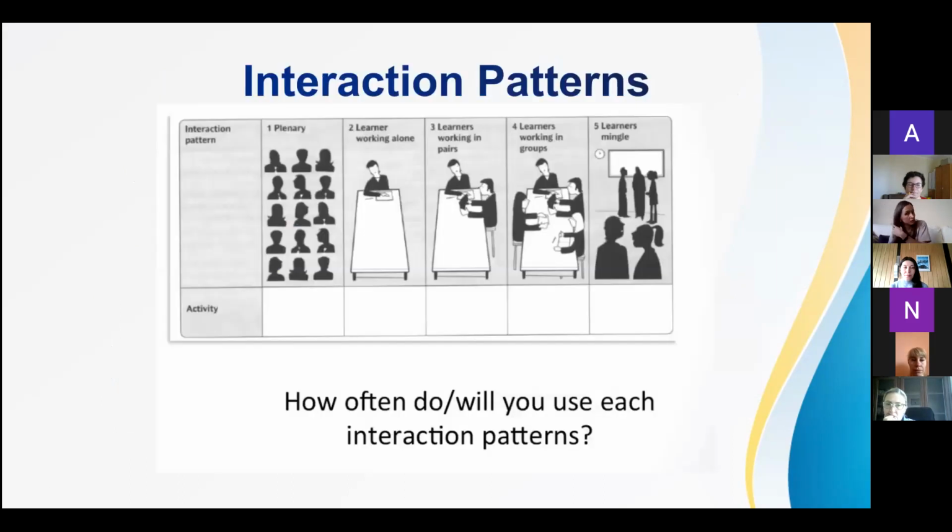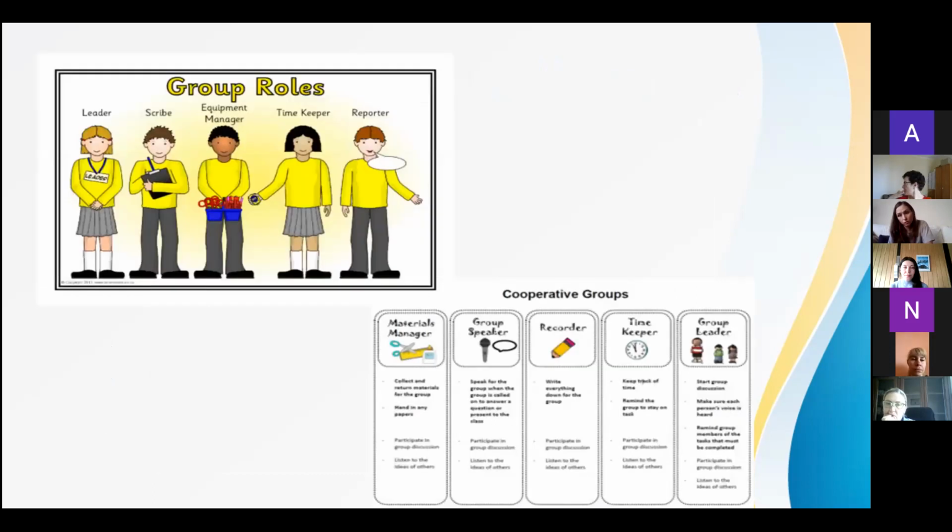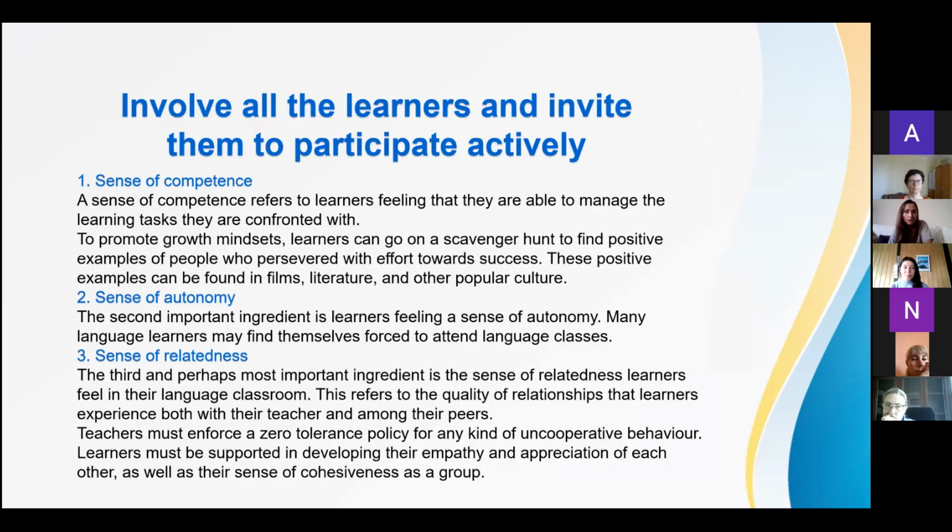So the next one is interaction. It's belonging to the group. Yes, this is important. So we need to use different interaction patterns. And of course, group work, so that students feel that they can contribute in a way. And they have a sense of competence, sense of autonomy, and the sense of relatedness. So they feel, oh, okay, I know how to do it, and I can contribute, and they feel autonomy, they believe that they can choose what they want to do, and relatedness, they belong to the group.